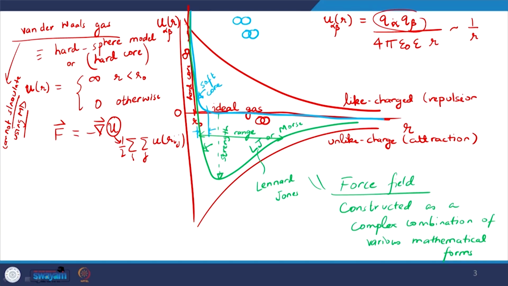Now, how will I get that mathematical form? There are two ways to get that. First of all, I can again do experiments. I can assume some mathematical form of the force field and do some kind of fitting, just like I was telling you for the chi. In a similar way, I can fit the parameters of the force field and I can get the force field for the system, right.